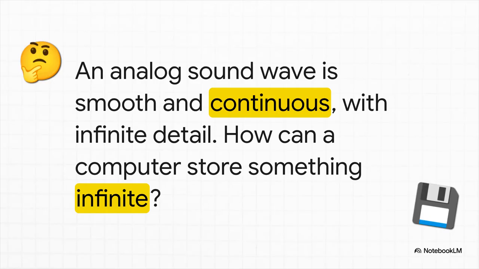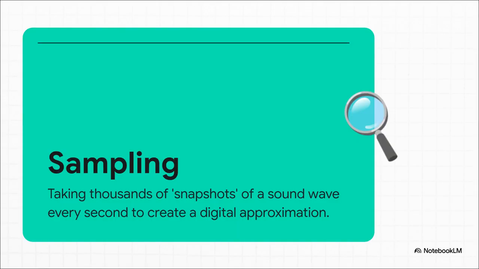So here's the core of the issue. A real-world sound wave, an analog wave, is perfectly smooth. It's continuous. That means between any 2 points on that curve, you can always find another point, and another, and another. There's literally an infinite amount of detail packed in there. So how can a computer, which can only deal with finite bits of information, possibly store something infinite? It seems impossible, right?